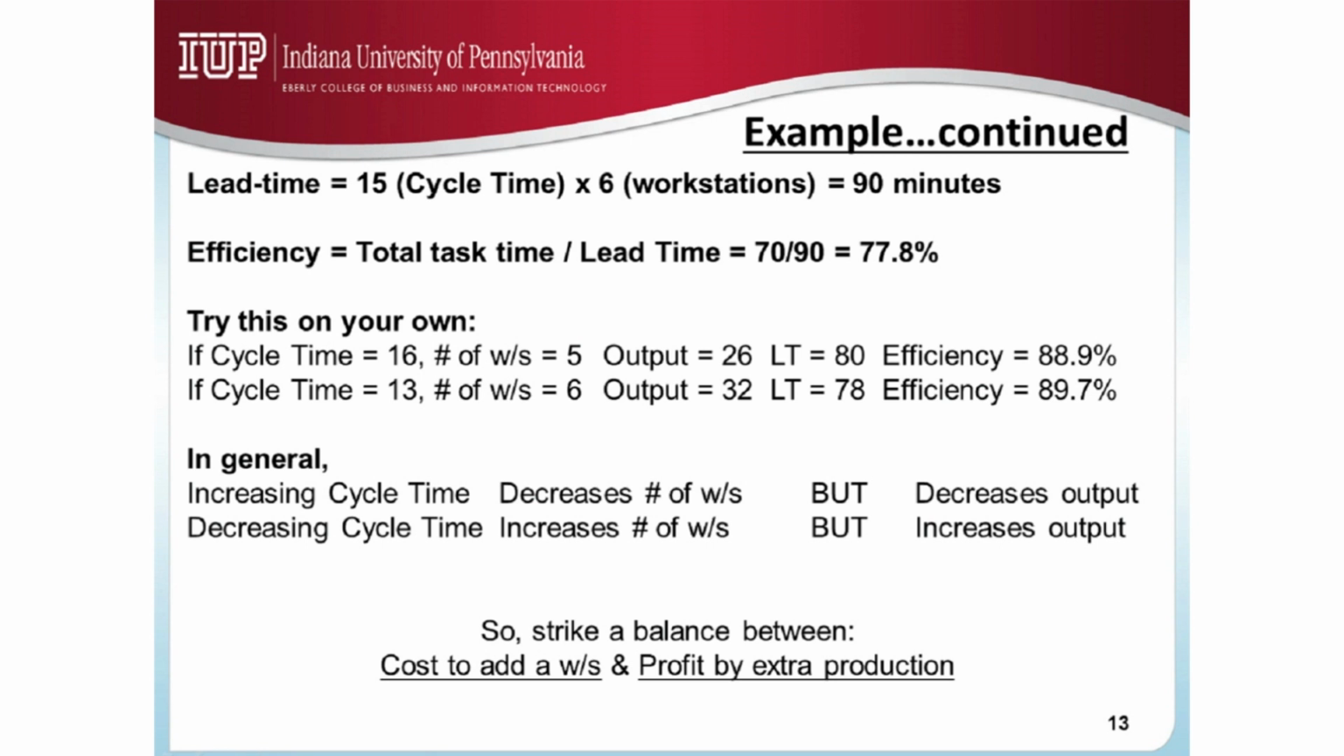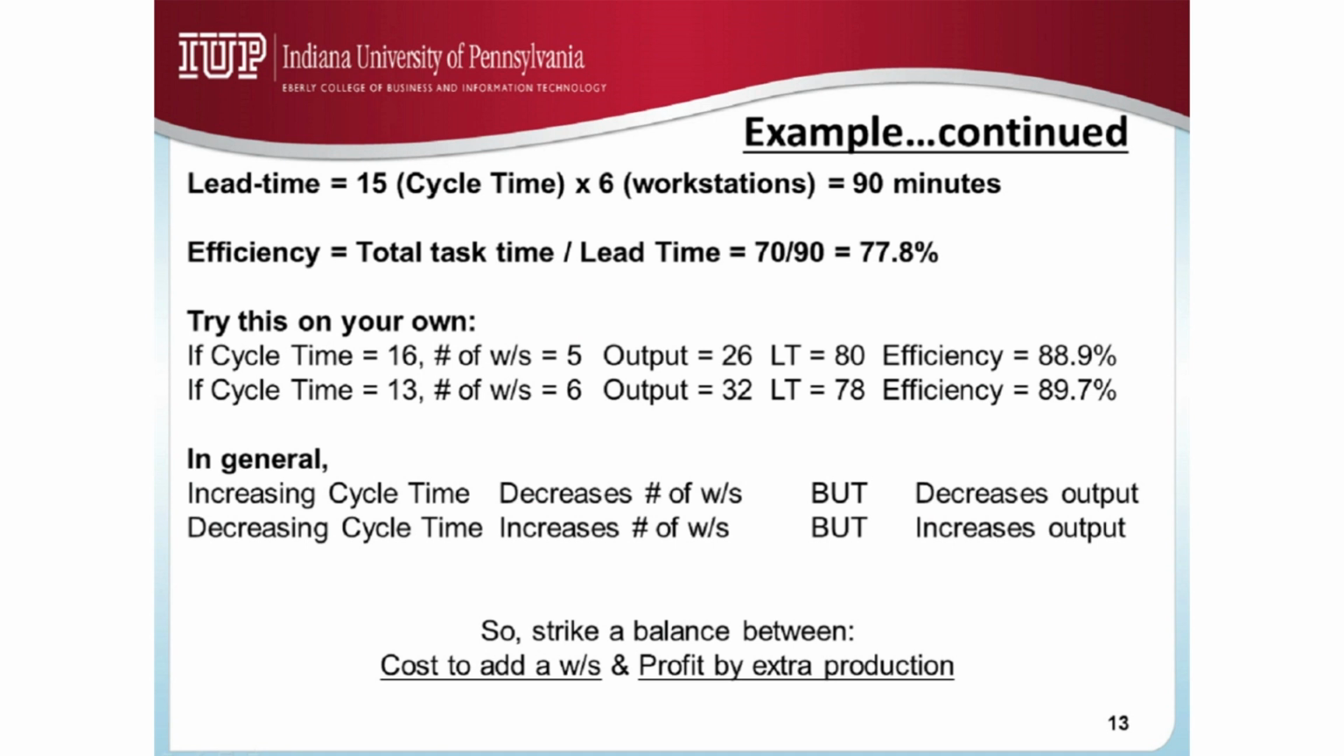So in general, if you increase the cycle time, you will decrease the workstations, but decrease the output also. This is a good thing. This is not so good a thing. Decreasing the cycle time will increase the number of workstations, but also increase the output. But you can't say anything about the efficiency. Efficiency may increase or decrease depending upon a lot of other parameters. But this part is true when you increase or decrease the cycle time.